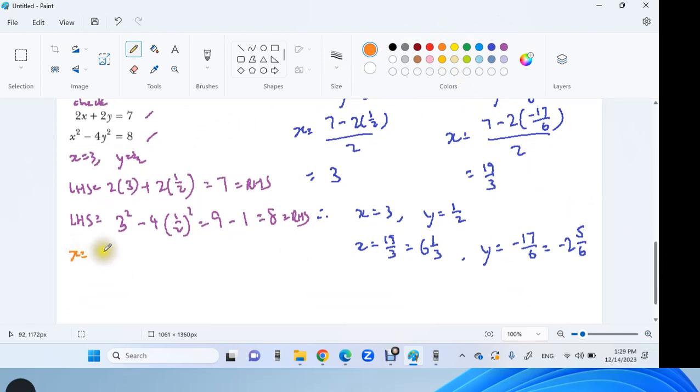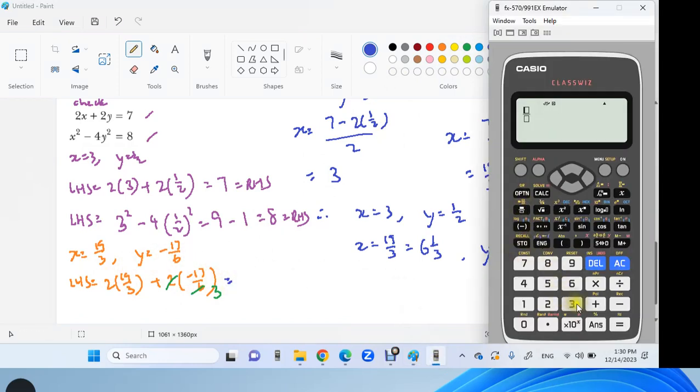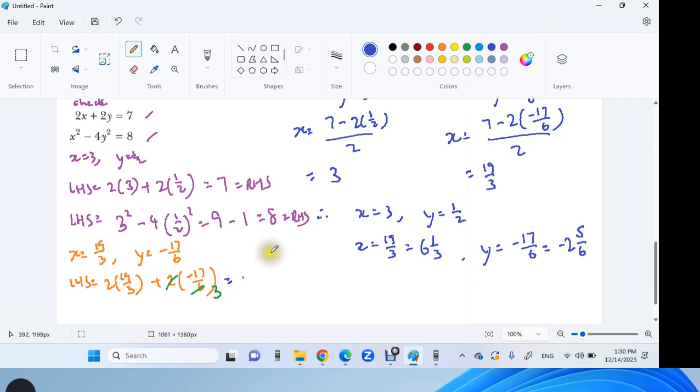The second solution is a little bit more difficult. We have x equals 19 over 3 and y equals negative 17 over 6. The left hand side is 2 times 19 over 3 plus 2 times negative 17 over 6, which is 3. So we have 38 minus 17 over 3, and then it is 7. So this is 7, equal to the right hand side.